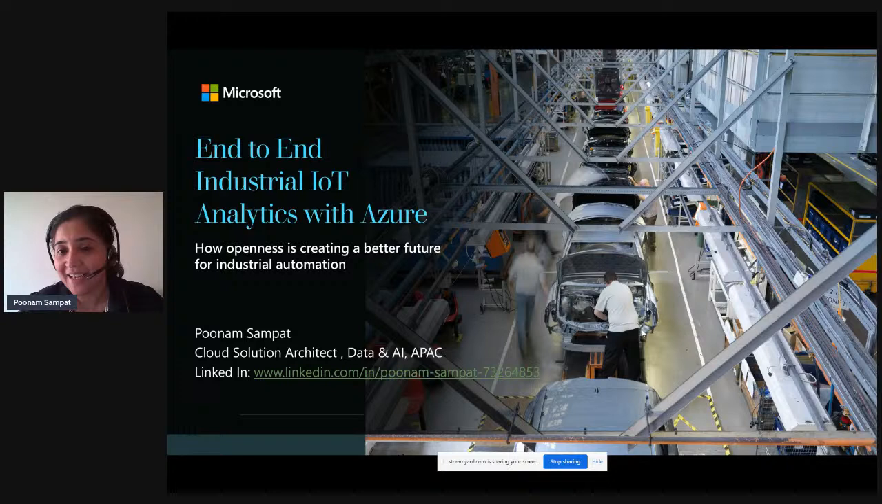So I'm Poonam Sampat. I'm a cloud solution architect at Microsoft. I focus on data and AI. And today I'm going to be talking about how you can build an end-to-end industrial IoT analytics solution on Azure.